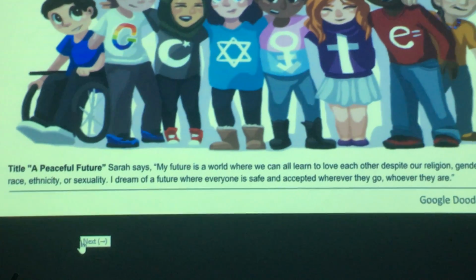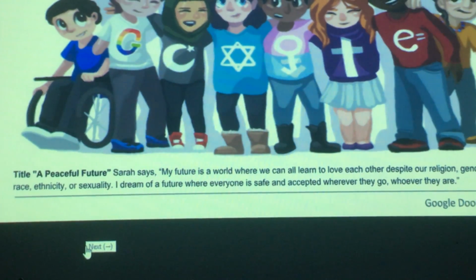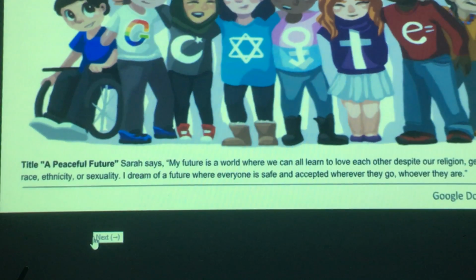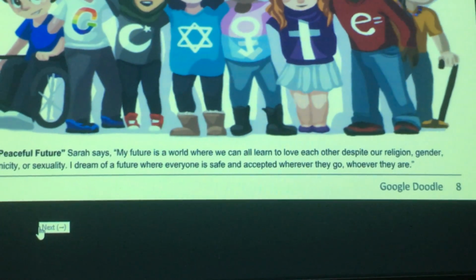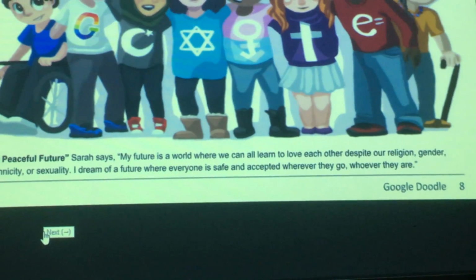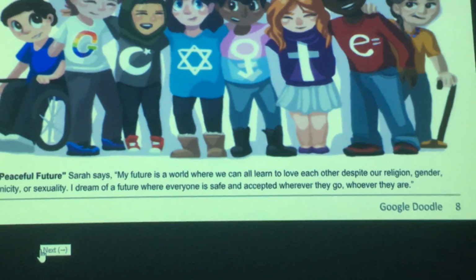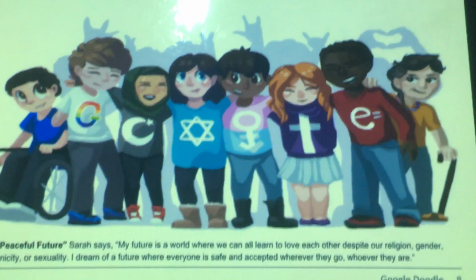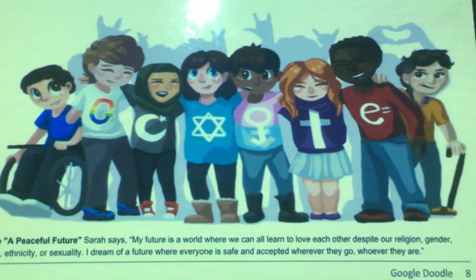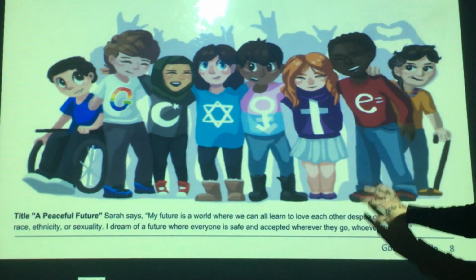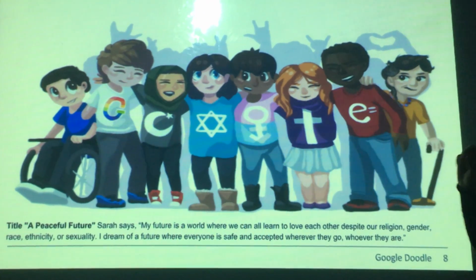Sarah says, my future is a world where we all can learn to love each other despite our religion, gender, race, ethnicity, or sexuality. I dream of a future where everyone is safe and accepted wherever I go, whoever they are. It's a beautiful short statement that really illustrates what she was trying to do here, and they play off of each other. So here's my guess.